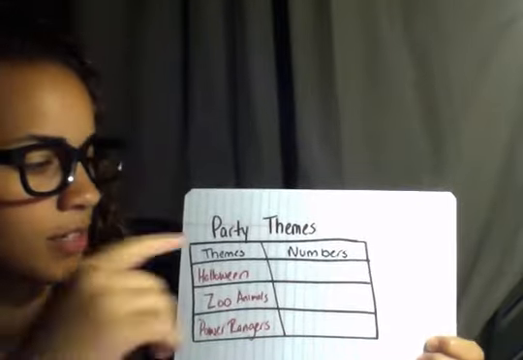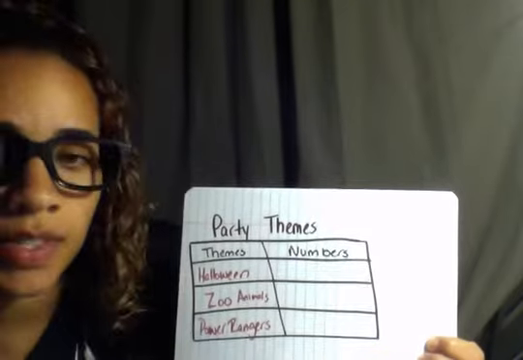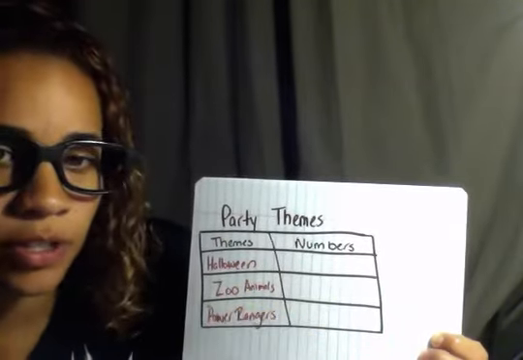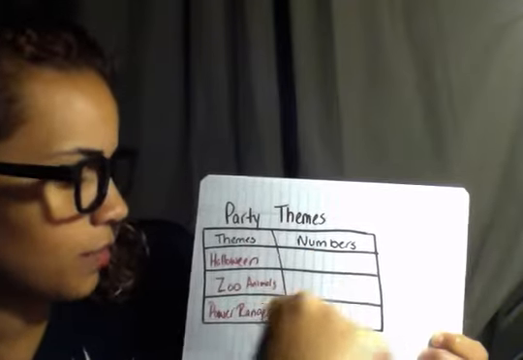So, let's say I wanted to graph party themes. There's Power Rangers, there's Halloween themed parties, there's zoo animal parties, there's Elmo's, Sesame Street, there's a whole bunch of different themes. Okay? So, I made a graph. This is my graph. I titled it Party Themes. I wrote the themes, Halloween, zoo animals, and Power Rangers, and then numbers for each of these.